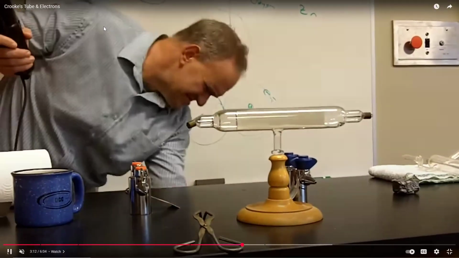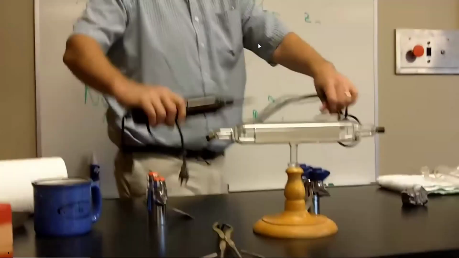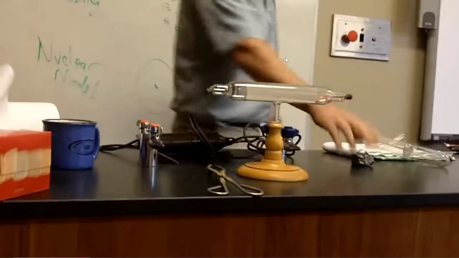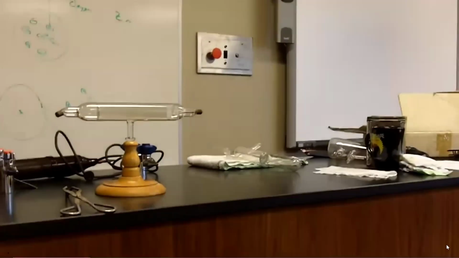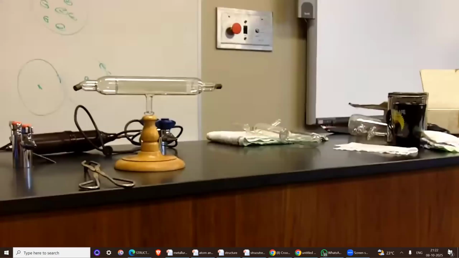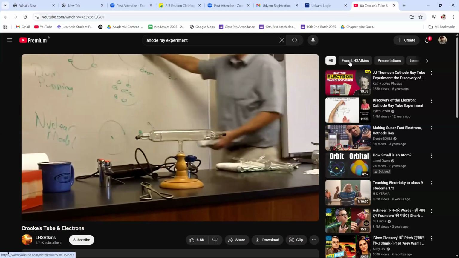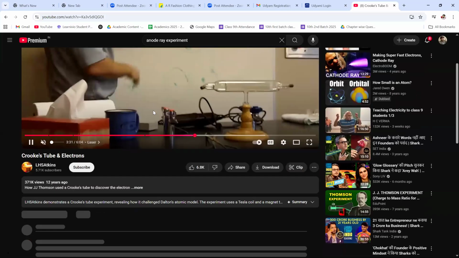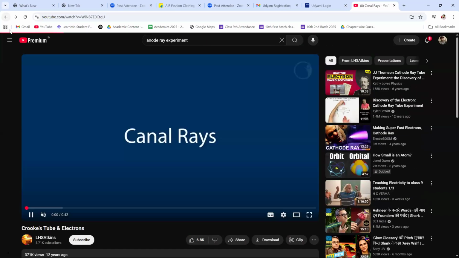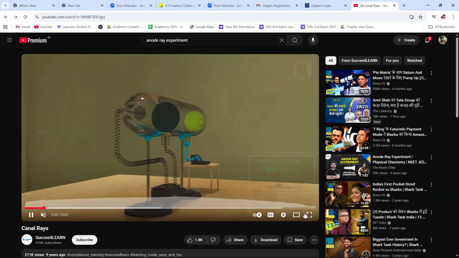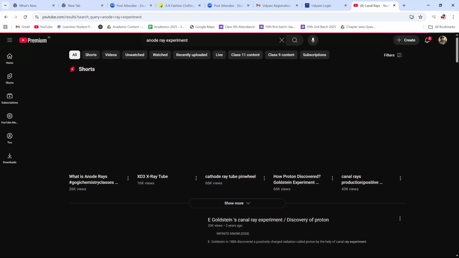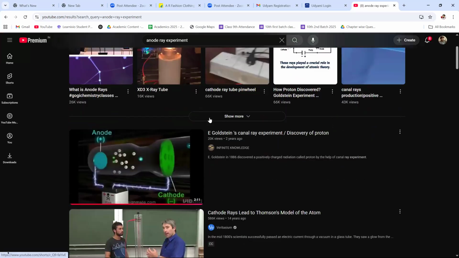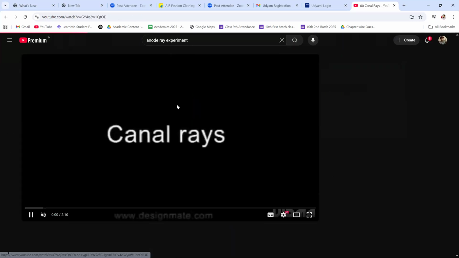And now we are talking about the anode ray experiment. So anode rays also have almost the same properties, but this time you can check the anode ray experiment. You can check this one also.